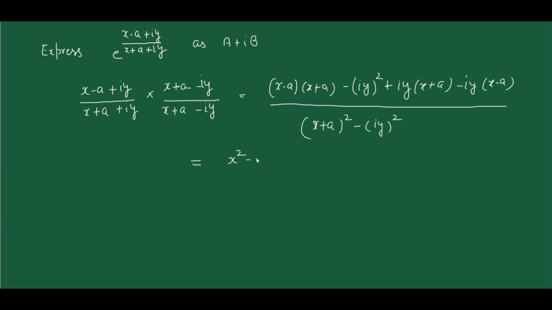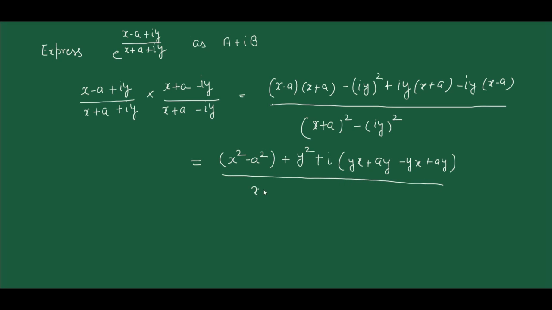So in the numerator first we have x square minus a square minus iota y square. This will be plus y square because iota square is minus 1 and this minus gets plus. Okay, so plus iota yx plus ay minus yx plus ay, divided by x plus a whole square plus y square.